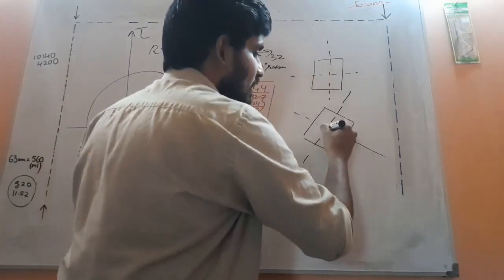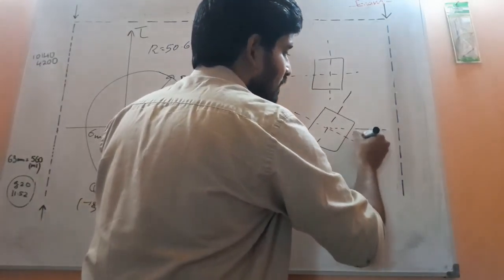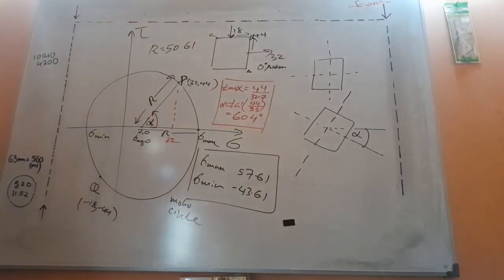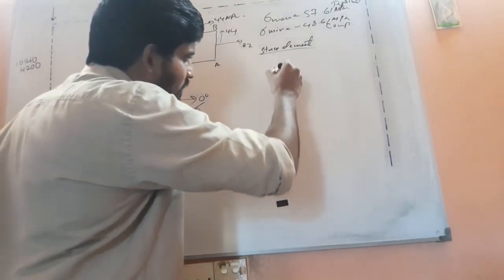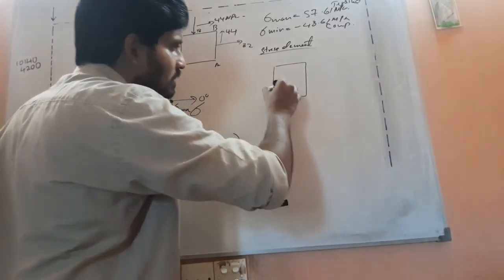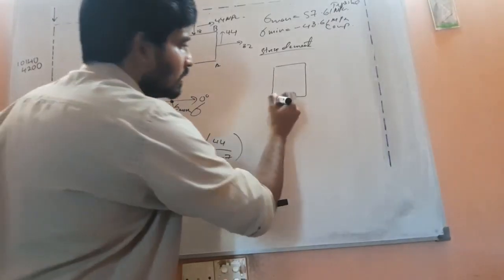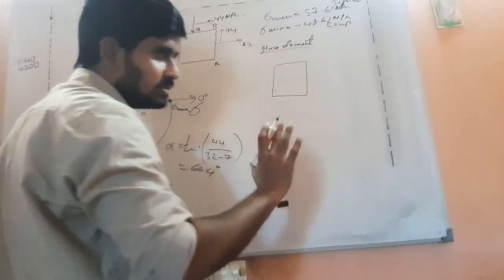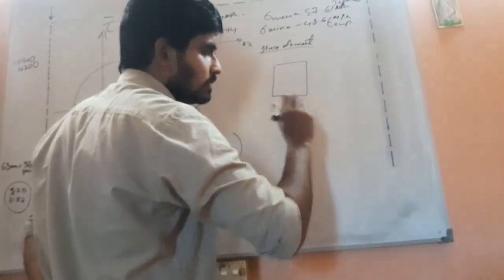So what is this angle? Alpha. I hope now you got it. This is the original stress element. Okay. This is the original stress element. In the original stress element, what you have?